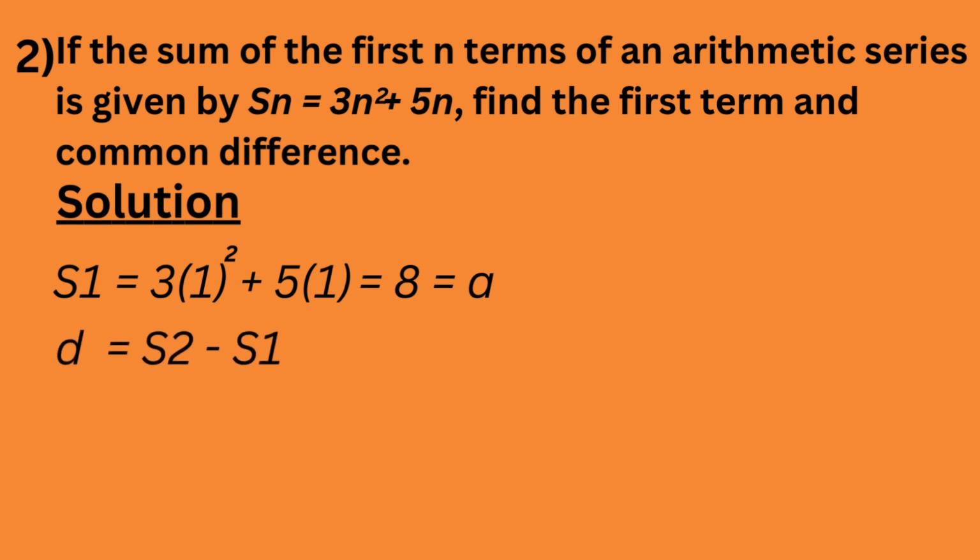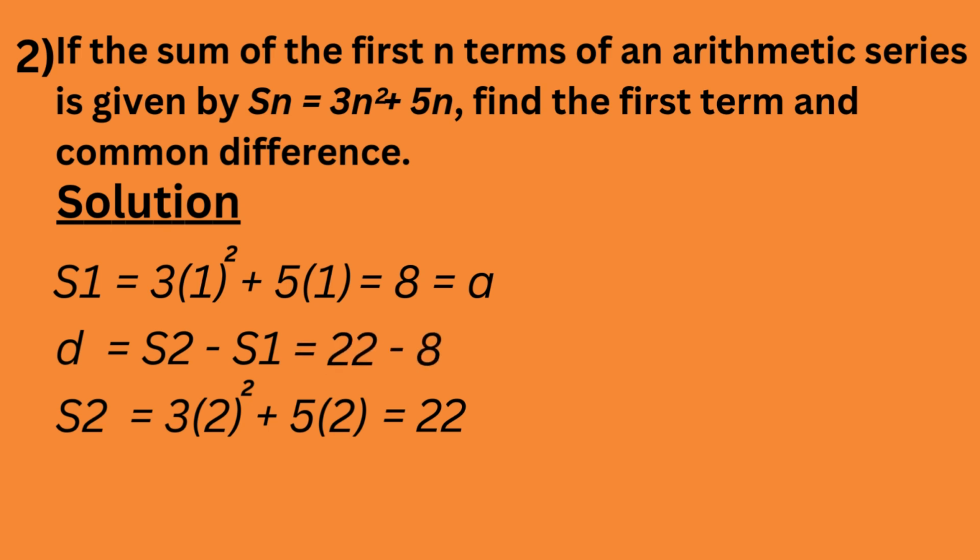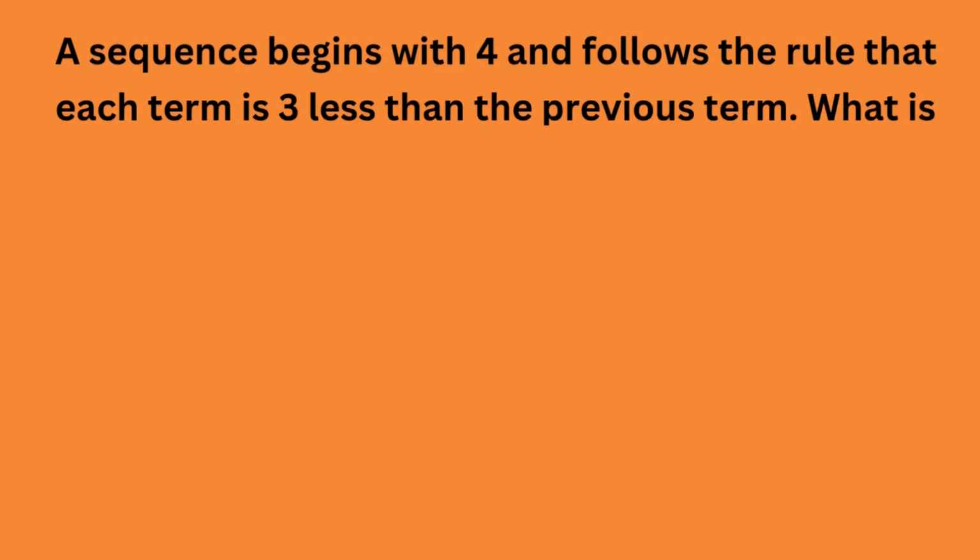To find the common difference, evaluate s_2 minus s_1. s_2 = 3(2 squared) + 5 times 2, which equals 22. So, common difference = s_2 - s_1 = 22 - 8, equaling 14.